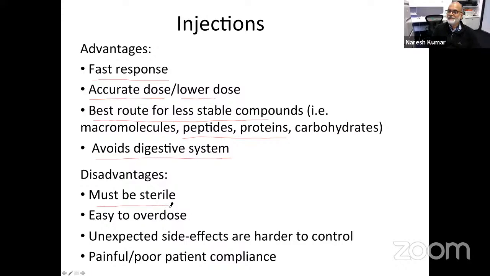And also, it is easy to overdose when you are injecting a drug because it is going directly into the bloodstream. And if there are side effects when a drug is injected, they're harder to control because it's in the blood already. And it can be painful. Some people don't like injections, and there's also poor patient compliance. Even personally, if I had to take a drug, I would rather take a capsule or a tablet than an injection, but sometimes it can't be avoided.